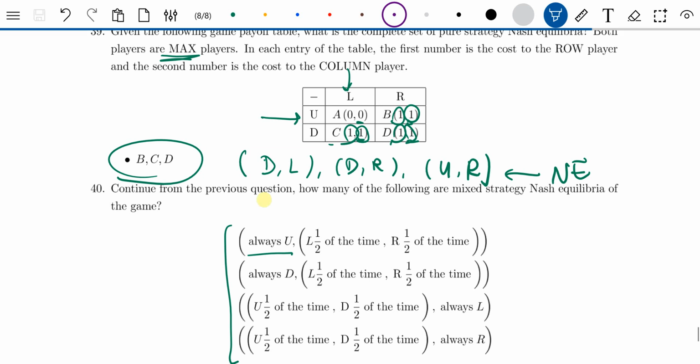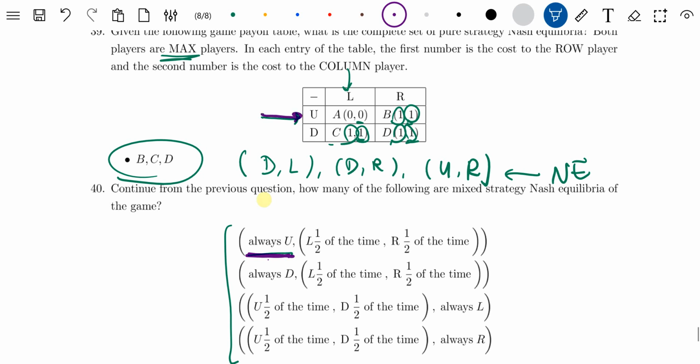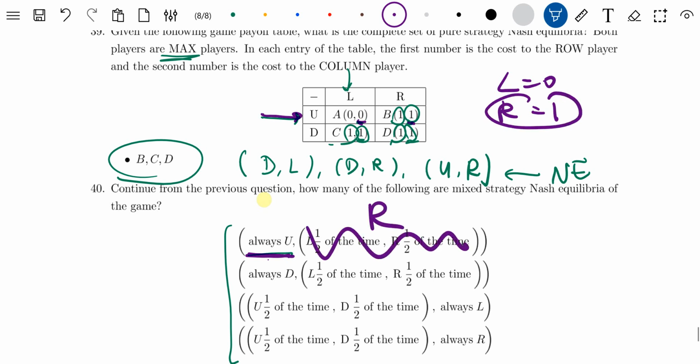So we need to check whether there are mutual best responses. The easy way to check this is to start with this. The row player is playing U, and the column player's best response would be: if I play L, I'll get 0. If I play R, I'll get 1. So 1 is strictly preferred, so the best response should be R. It's not this, so the first one is not a Nash equilibrium.